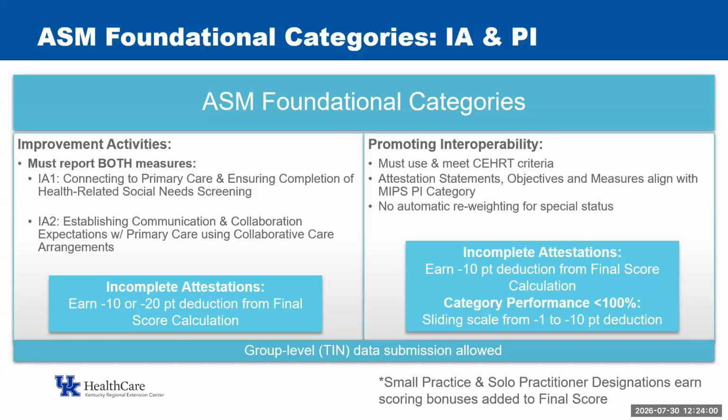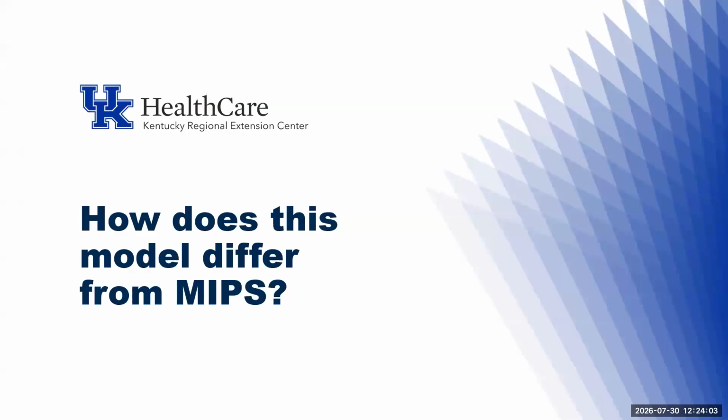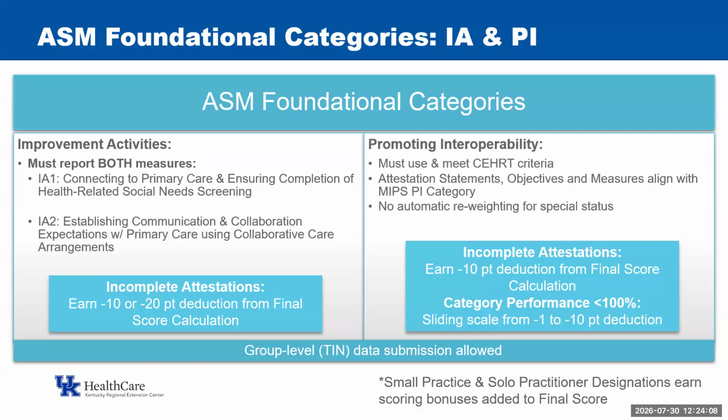So if there's any shortcomings happening, this can result in deductions from your final score. Essentially, you can only be penalized here. I'm going to start with PI because it is exactly the same as the MIPS program. If you're unfamiliar with MIPS and this is new to you, this is a host of objectives revolving around your CERT functionality, risk mitigation, patient access to health information, e-prescribing, and information sharing. PI is actually reported at the TIN level, including providers that are not within ASM. So this can help bolster your score a little bit.